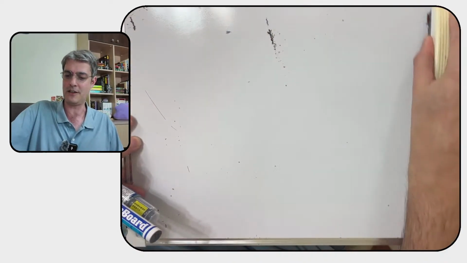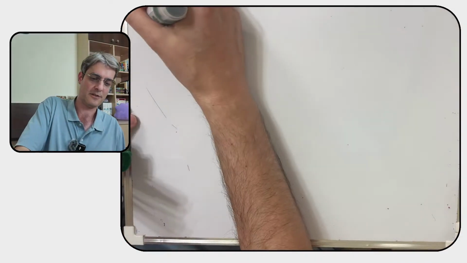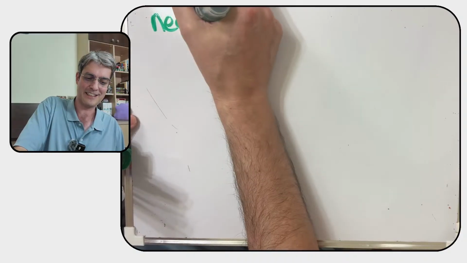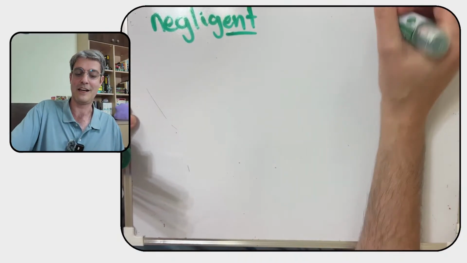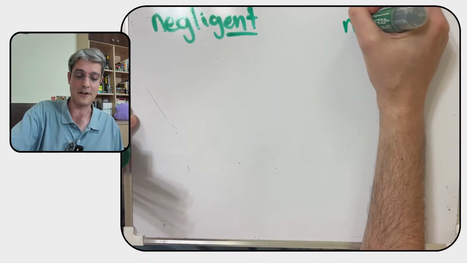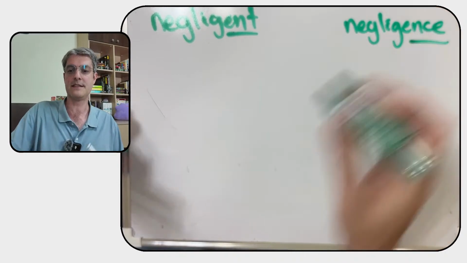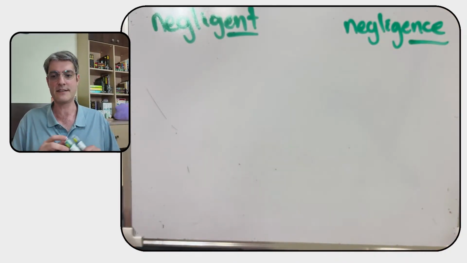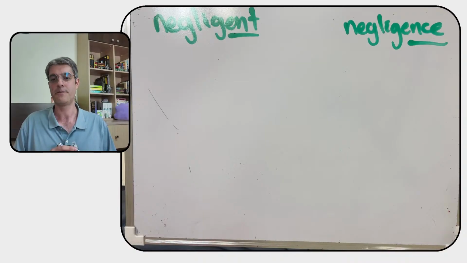And our next adjective noun pair is negligent. Oh, this one's a hard one. Negligent. That's our adjective. I'm sorry, yeah, that's our adjective and our noun, negligence. All right, so to be negligent means to not be careful when you should be, and negligence means failure to take proper care.